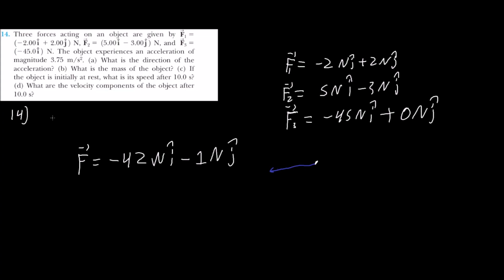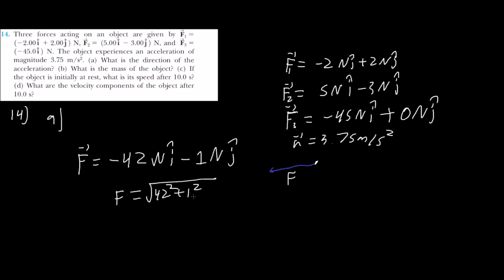So part A, let's just answer the questions now, because we can get everything else. The object experienced acceleration, let's write that down, of 3.75 meters per second squared. That means that we can find the magnitude of that force. Let's find the magnitude so we can get the mass. We're going to use the Pythagorean theorem, folks. I'm pretty sure you know what that is. That's the square root of 42 squared plus 1 squared.